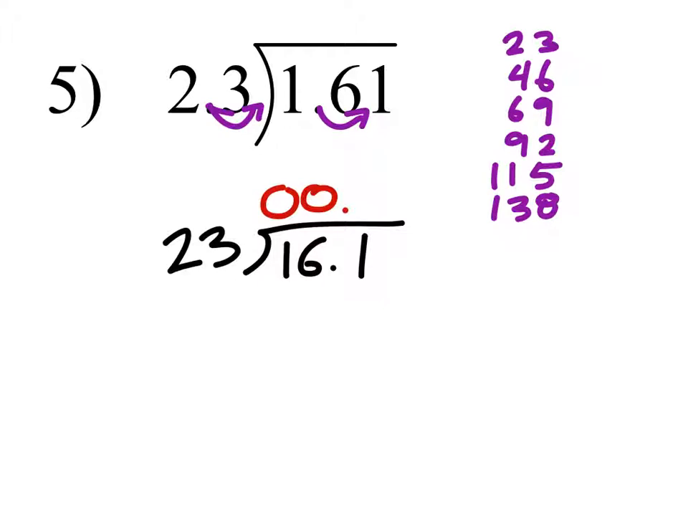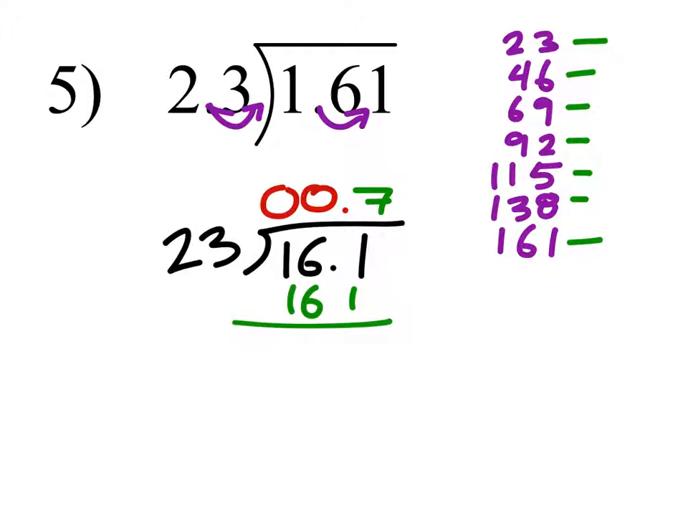Oh, wait, no, I do need more to get to 161, right? I didn't expect that. 161, that's 1, 2, 3, 4, 5, 6, 7. 7 times 23 apparently is 161. So when I subtract that, I get 0 remaining. I mean, you could write this as 0.7 if you want.